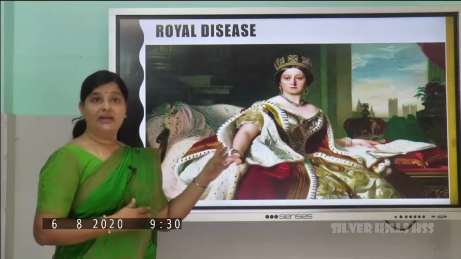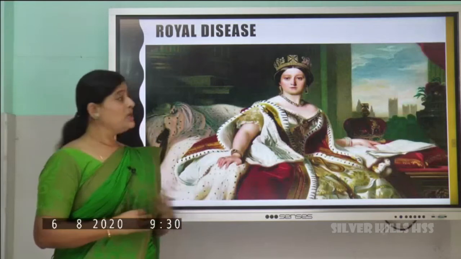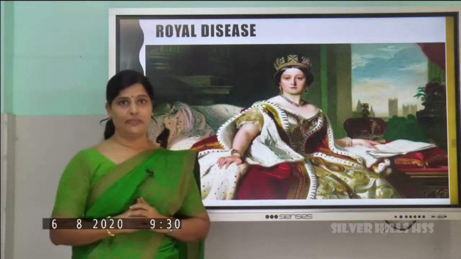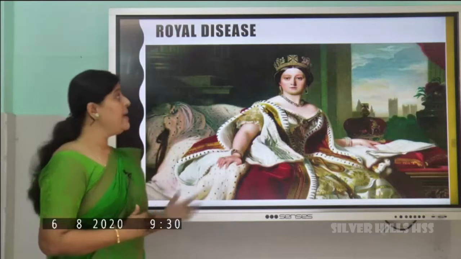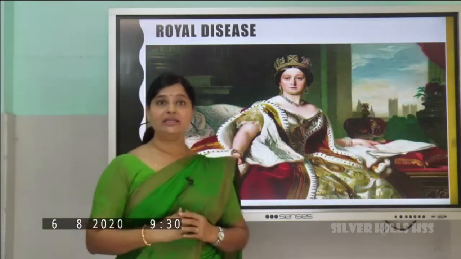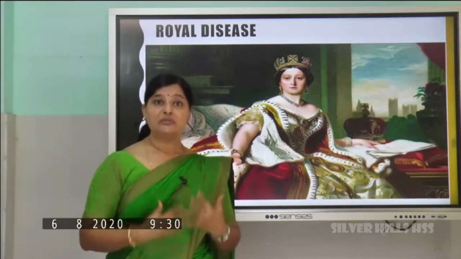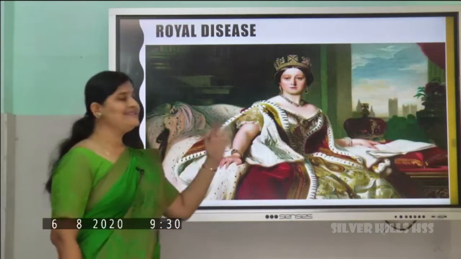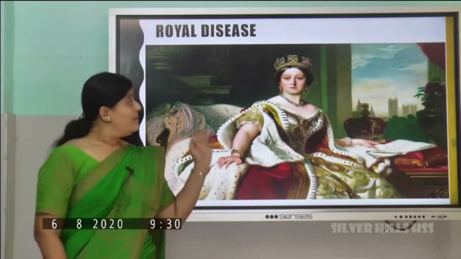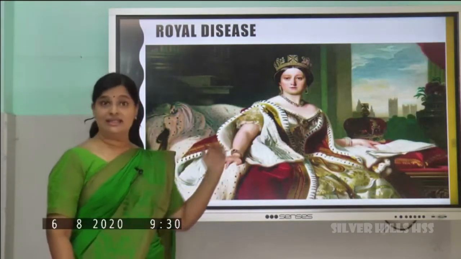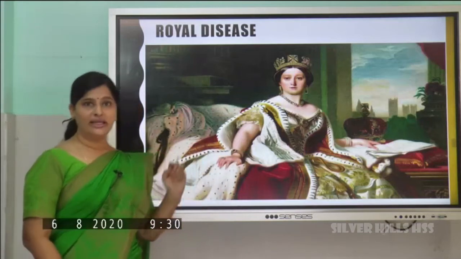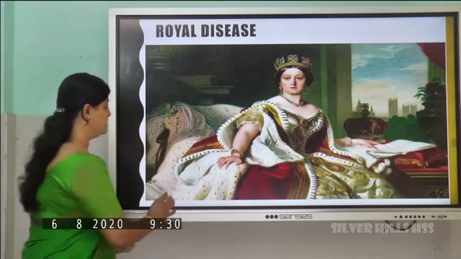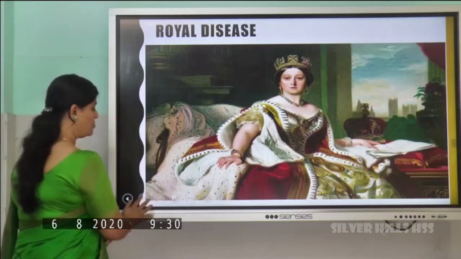Our topic is hemophilia. So many of the members of her family had this disease. Not only her family, many of the royal families of Russia and Spain had hemophilia. That is why this disease is also called a royal disease. Okay, so let's see what this disease is all about.